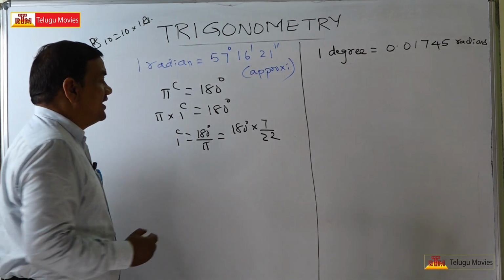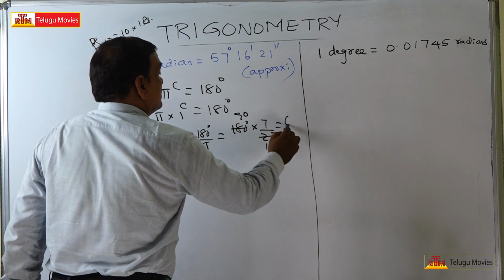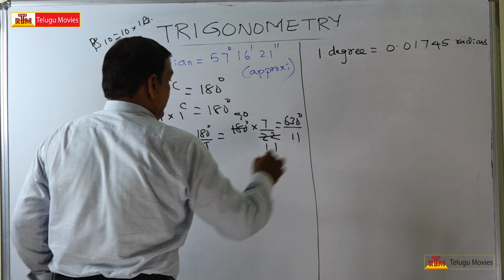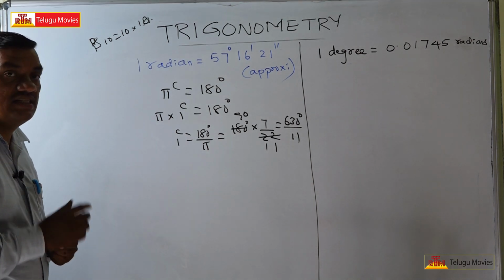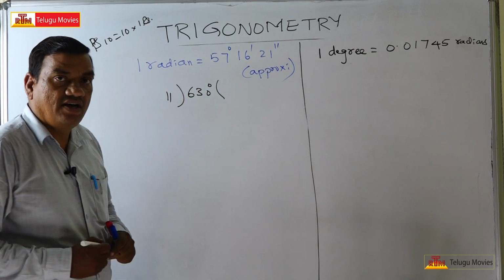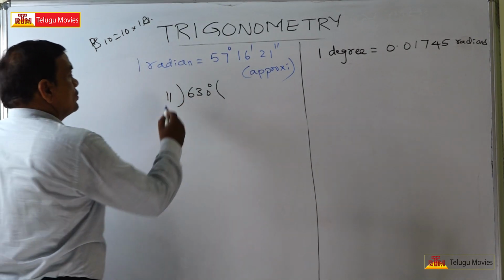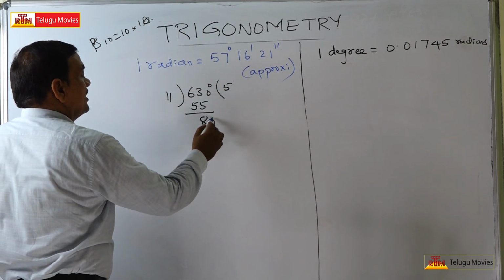Okay, now let us cancel it. So 2 ones are 2, 2 nines are 18, and 7 nines are 63. So we get 630 degrees by 11. Now we are going to divide 630 degrees by 11. So let us see what happens. 11 fives are 55, so this is 80 degrees.